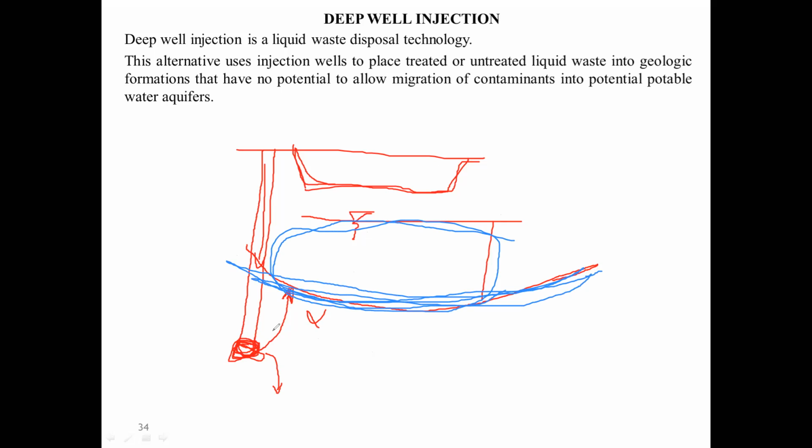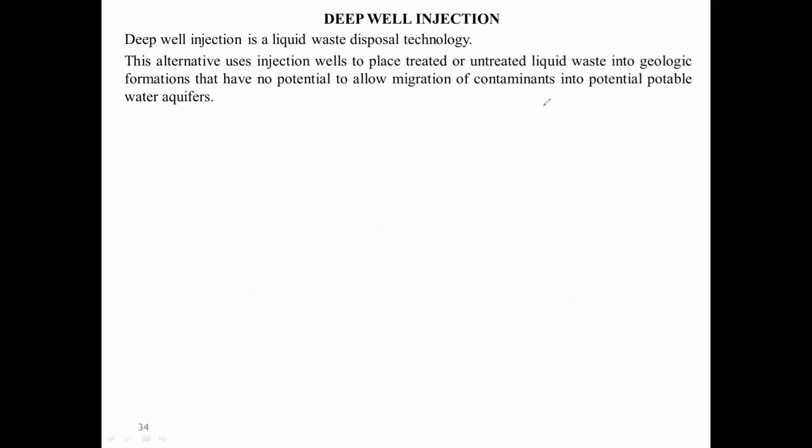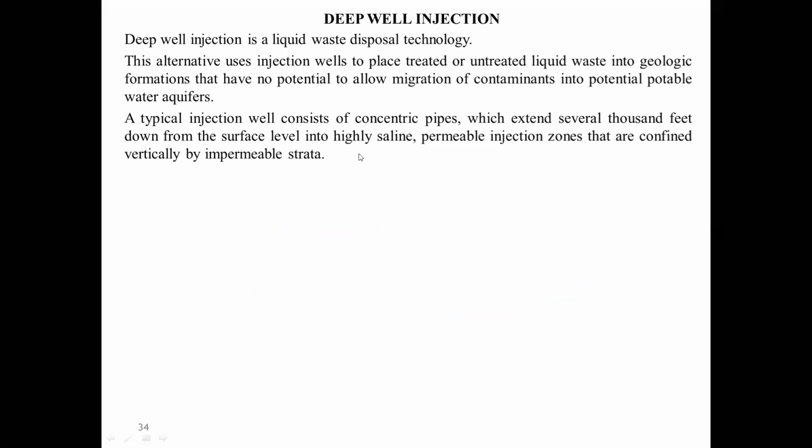So the waste you have disposed at a very deep depth is going to go further deeper into the geological formation, but it is not going to come upward, so contamination of the potable water is going to be prevented. This is what we mean by deep well injection.